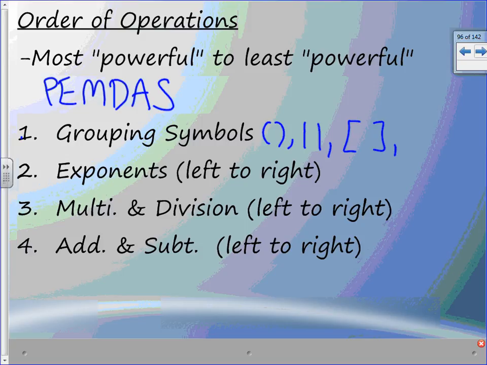But then we go to exponents left to right. Multiply and divide left to right, and then add and subtract left to right. This left to right is very important, because if you think that multiply comes before divide, you're going to get the answer wrong. Multiply and divide are the same. They are mathematically equivalent in terms of their power. So you just do those operations left to right as you do add and subtract left to right.